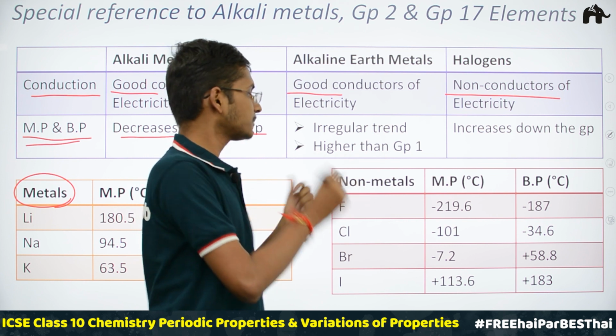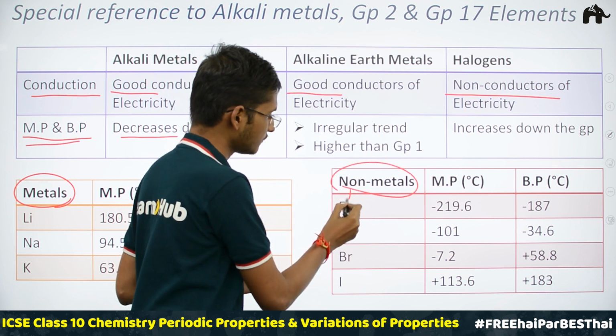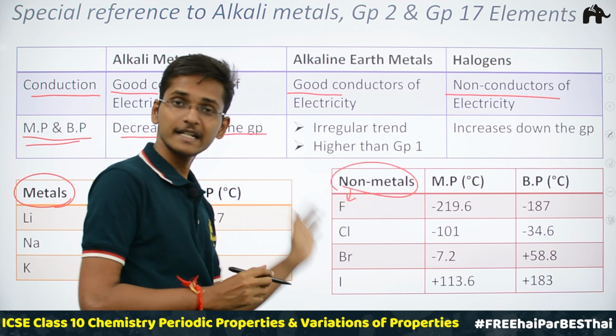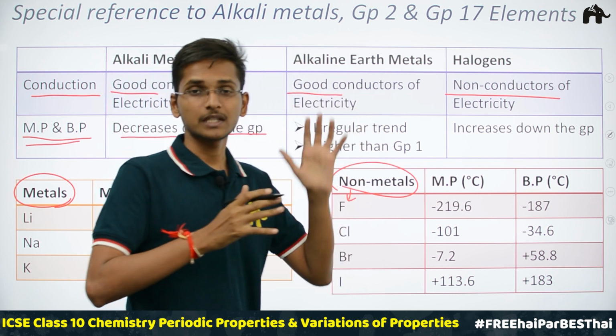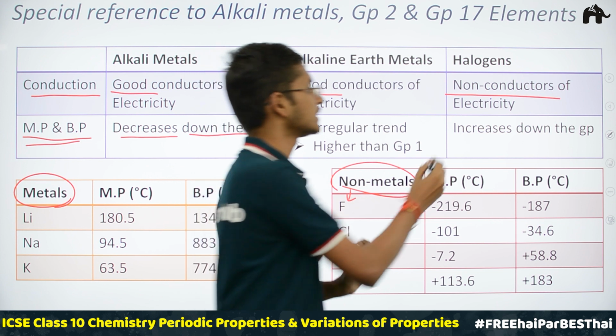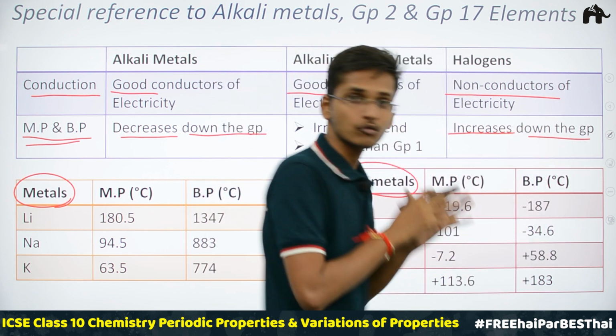Okay, and the example is of non-metals, which are fluorine, chlorine, bromine, iodine. So at that time only we have studied this property of the halogens as well, that their melting point and boiling points increases as we move down the group.